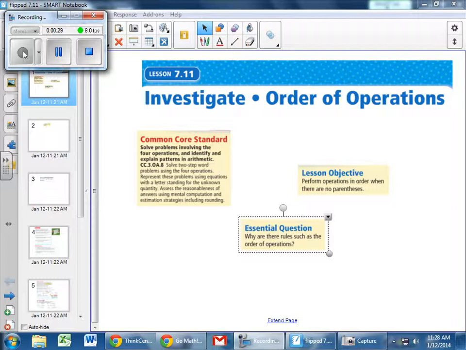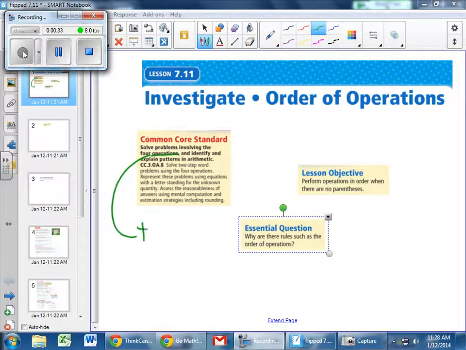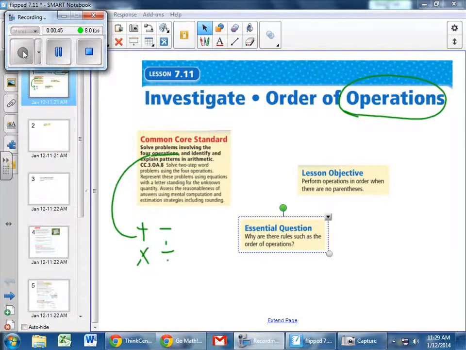So remember that operations are addition, subtraction, multiplication, and division for us. If you look at the title of this one, with order of operations, that kind of gives us a clue of how we're going to work on things. And identify and explain a pattern in arithmetic. So our lesson objective today is to perform operations in order when there are no parentheses.